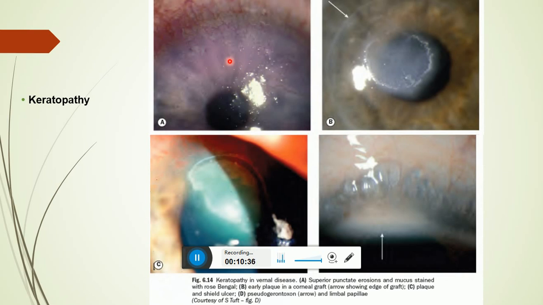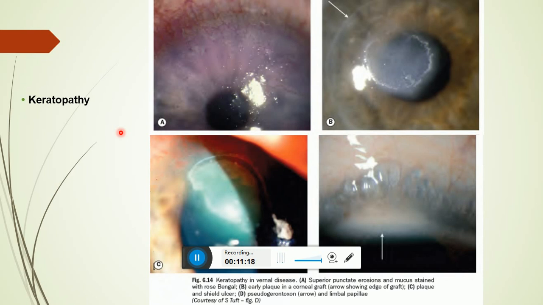There may be epithelial macroerosions from a combination of epithelial toxicity from inflammatory mediators and direct mechanical effect from papillae. Here you can see the plaques and shield ulcers. They develop in palpebral and mixed disease when the exposed Bowman membrane becomes coated with mucus and calcium phosphate, which leads to inadequate wetting and delayed reepithelialization. This is serious and needs urgent attention to prevent secondary bacterial infection.